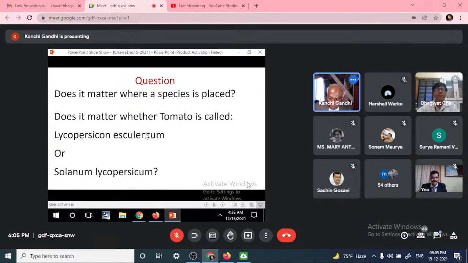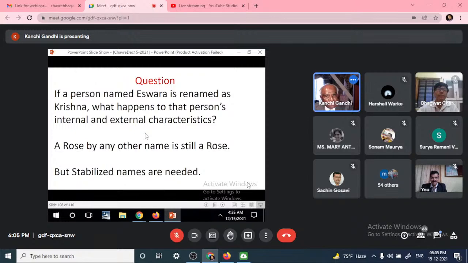If a person is named Ishwara, and he is renamed as Krishna, do the internal and external characters of that person, the original characters, disappear? Do they change? Maybe instead of three lines of Vibhuti on the forehead, there may be a single Nama, as a Vaishnavite versus Saivite. But that is totally an external character.